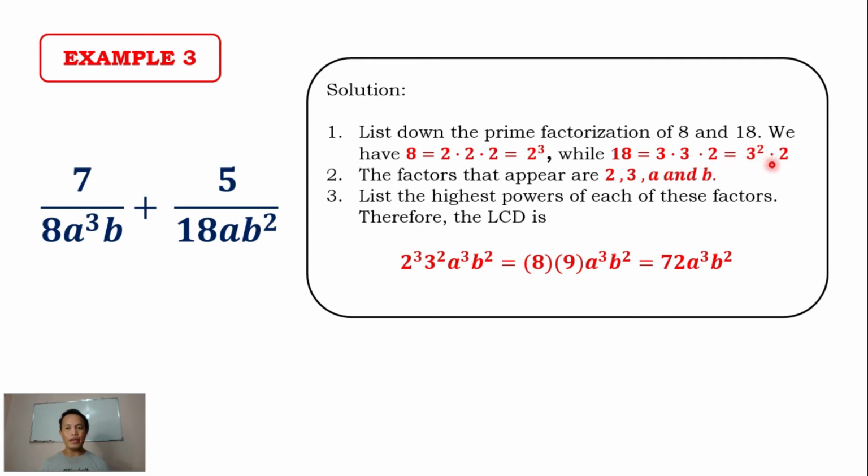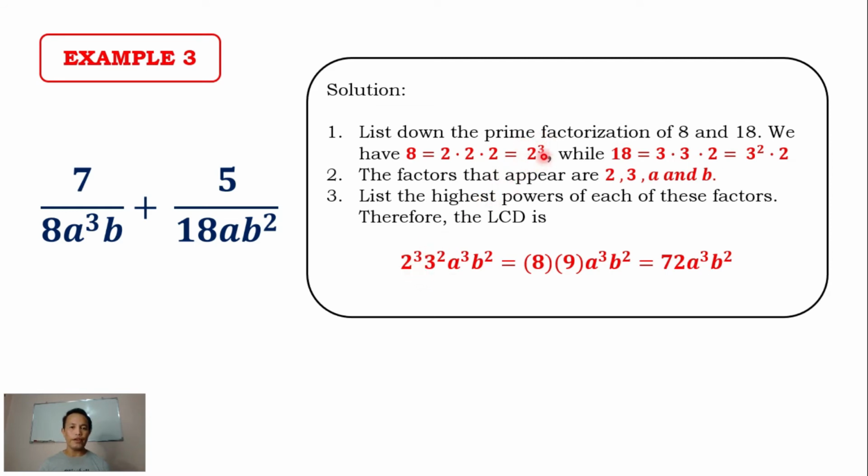Then we copy times 2. So 3 squared is 9 times 2 is 18. Now the other factors that appear are a and b. Therefore, the highest power of each of these factors: for 8, we have 2 cubed.